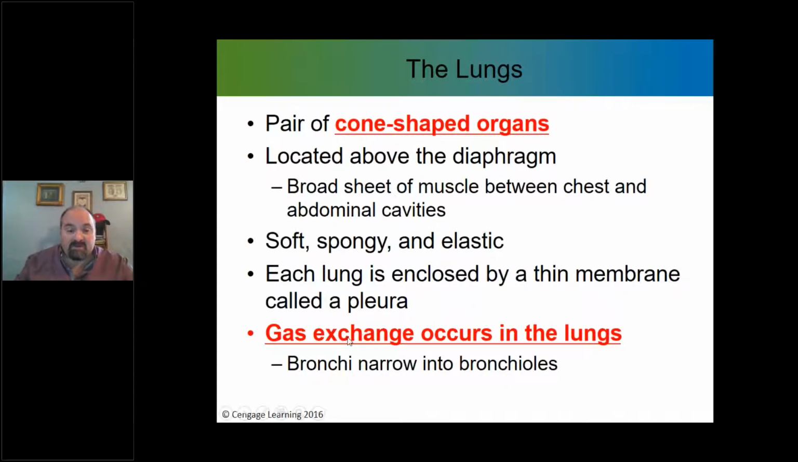This is important: gas exchange occurs within the lungs, as well as at the tissue level. Gas exchange that occurs in the lungs is external respiration. Gas exchange that takes place within the cells and the tissues is internal respiration. Of note here, the lungs are soft, spongy, and have elasticity, so they're able to expand and contract, to get larger and then return to their smaller initial size.